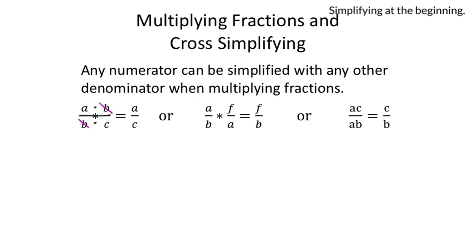Now, even using cross simplification, make sure you always check in the end to see if the final fraction you have can be simplified too. Now, on this next one, A over B times F over A equals F over B. So we can simplify, again, this would be crossways with the A's, right? Because this would be the numerator of the first fraction, and then the denominator of the other fraction, they simplify each other.